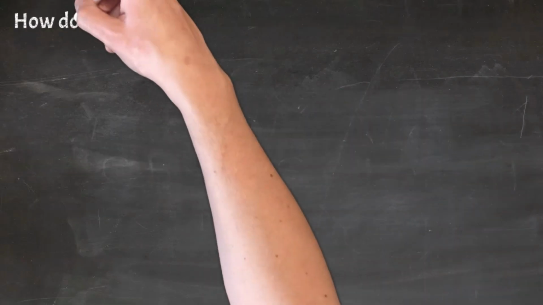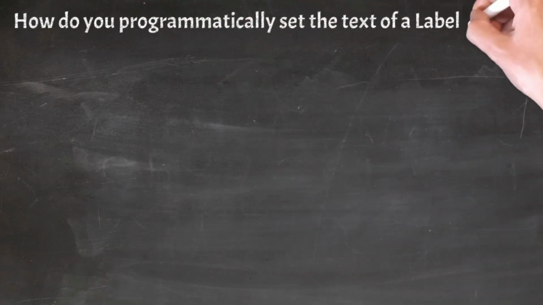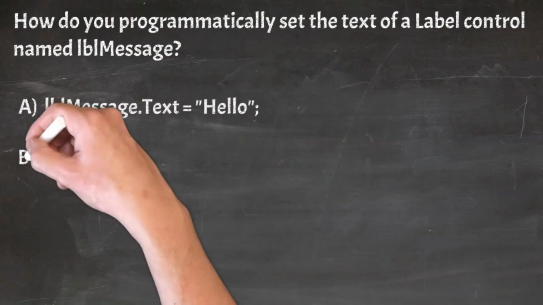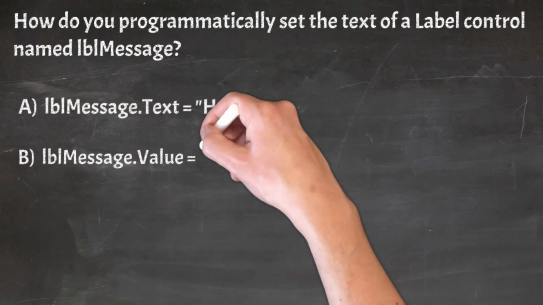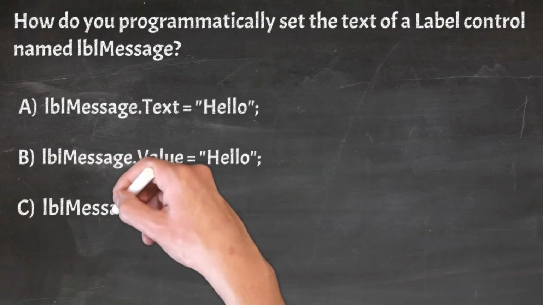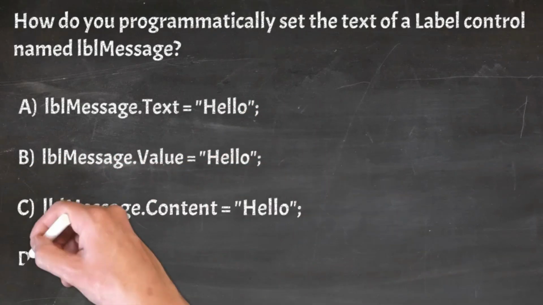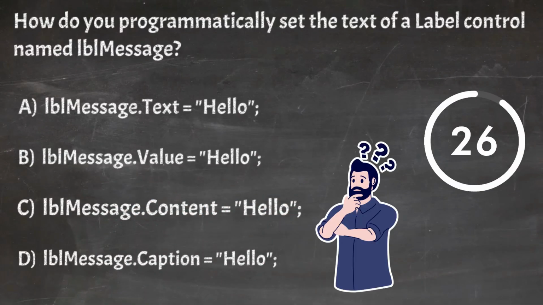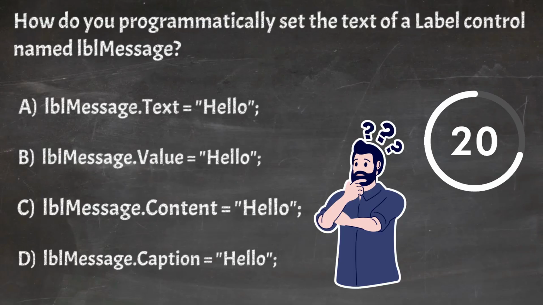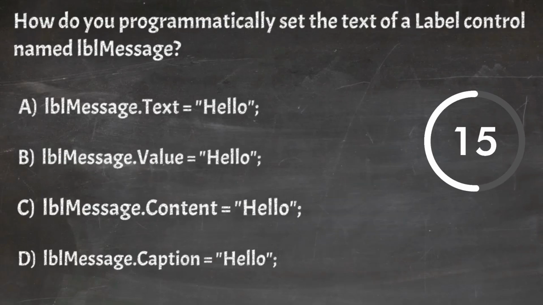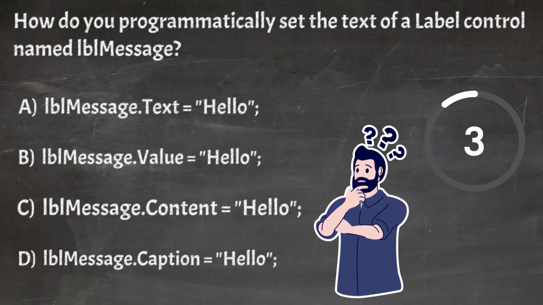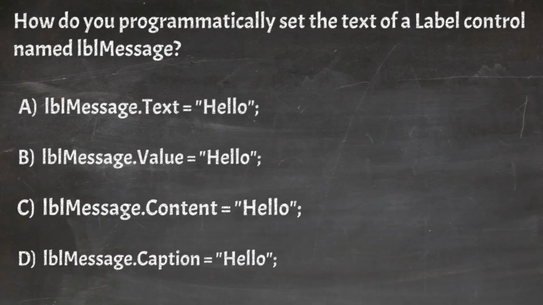Question 13. How do you programmatically set the text of a label control named lblMessage? A. lblMessage.Text = "hello". B. lblMessage.Value = "hello". C. lblMessage.Content = "hello". D. lblMessage.Caption = "hello". Correct answer A. lblMessage.Text = "hello".